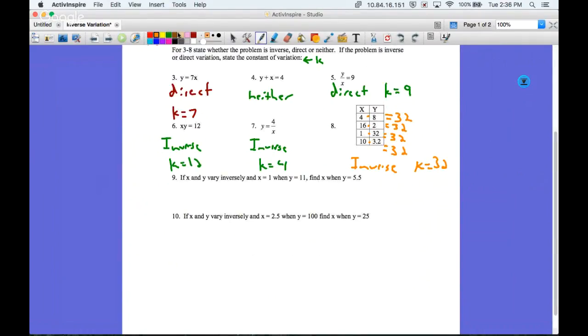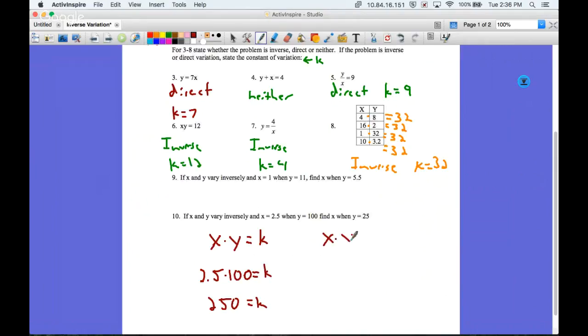Number 10 looks maybe a little bit more tricky. It tells you that this is inverse variation, so we know we're dealing with this equation here: x times y equals k. And when y is equal to 100, x is equal to 2.5, so we can use that to figure out our k value. 2.5 times 100 equals k. K equals 250. So find x when y is equal to 25.